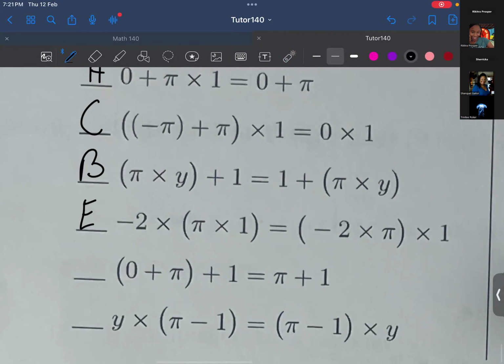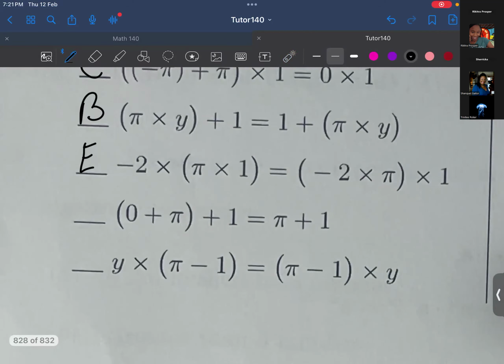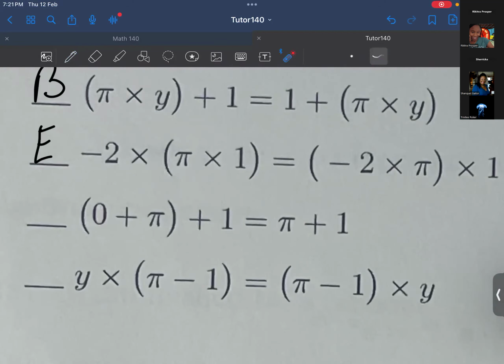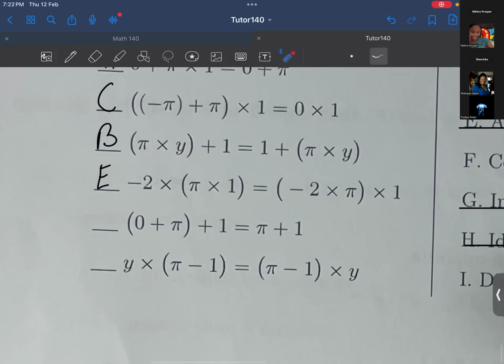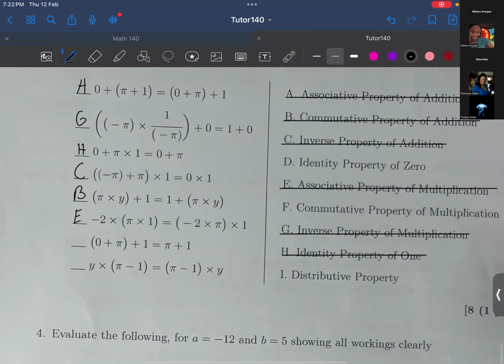Okay? So now down here, we're adding. We had on the left, 0 plus pi in bracket, and then plus 1 is equal to pi plus 1, right? So over here, I see that 0 is added to pi. And over here, I see that it's stated as pi. So this is telling me that when 0 is added to a number, the result is that number. This is the identity property of 0. When you add 0 to a number, the result is that number. The identity property of 0, which is D.